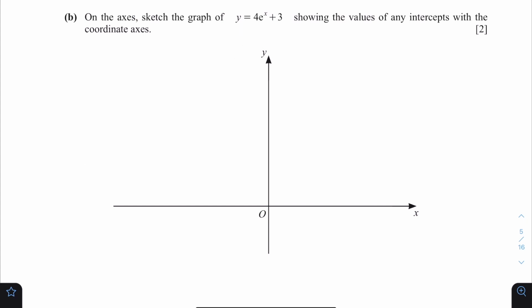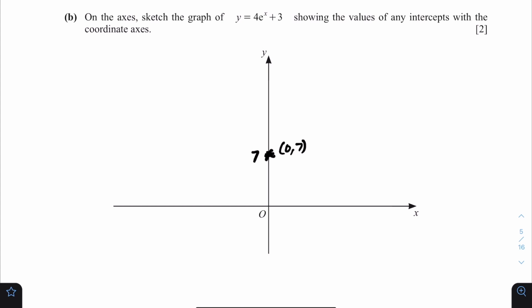So we just need to find a few key points, such as the intercepts with the coordinate axes. First let's find the y-intercept, which is the easiest. Just substitute x is 0, we get 4e to the power of 0 plus 3, which is equal to 4 plus 3, which is 7. So at 7, this here is an intercept. We can write down the coordinates, 0, 7.